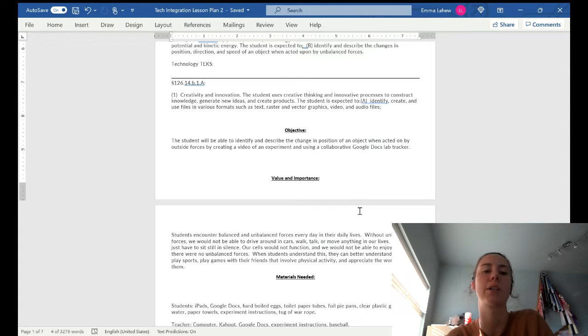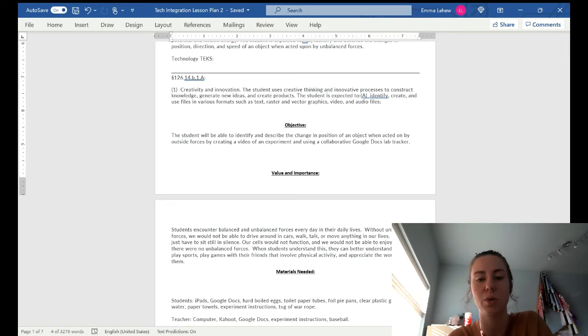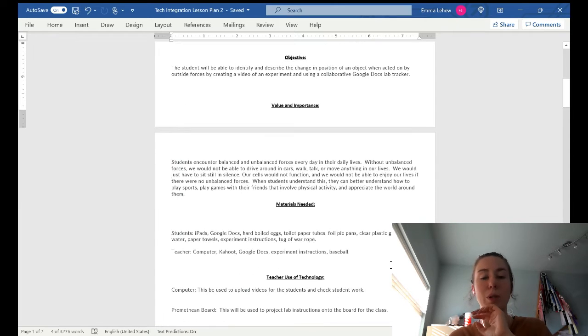And then I also have how they're going to do that. They're going to create a video of an experiment and they're going to use a collaborative Google Docs lab tracker. So as they completed the activity, they would all have their Google Docs open so that they could all see the differences they were making, and each group would have it open so that they could jump in. Each group would have their own collaborative Google Docs they're working on together, so that instead of having one pencil and one paper having to pass it around or everyone has their own, it can really be a collaborative experience.